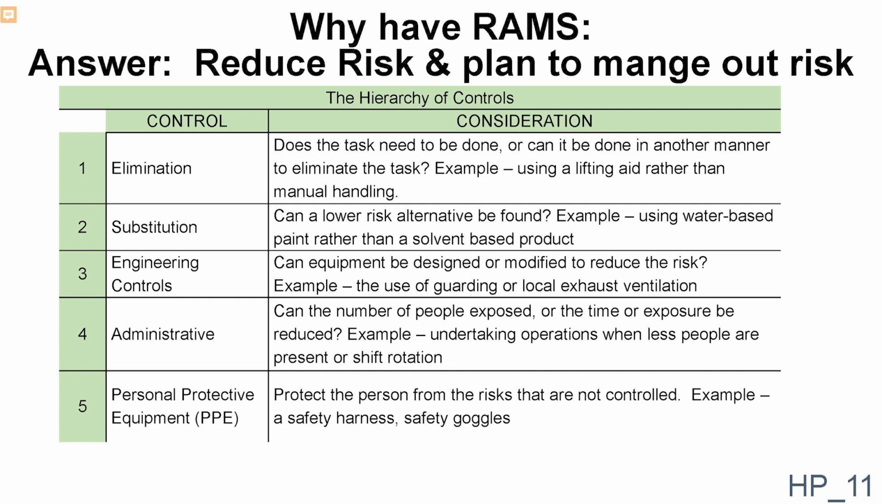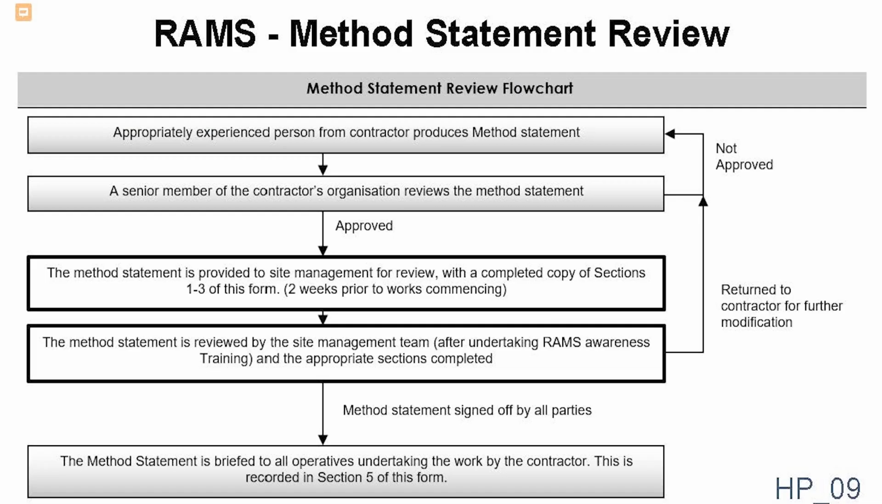Engineering control, so that could be about modifying your equipment or using design and planning to alter the risk. And then administrative is kind of logistical, so that's about the number of people involved. And then PPE is just making sure you're wearing the right protective equipment. And yeah, so this is the process of how we would review RAMS.